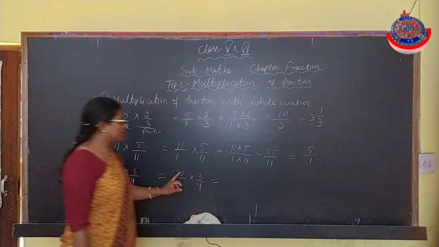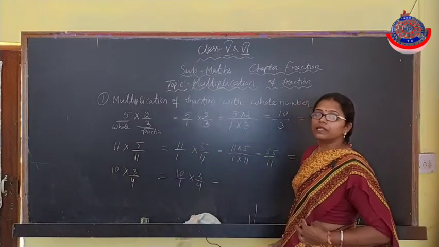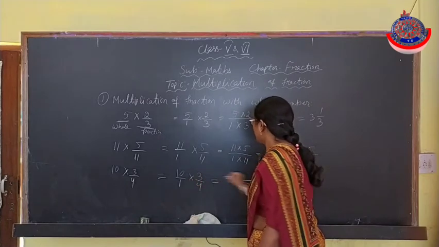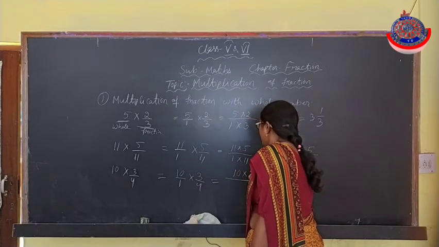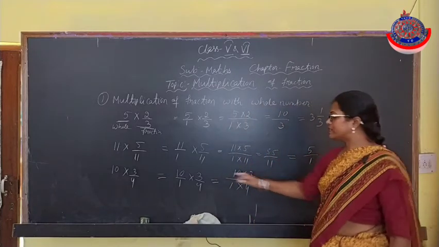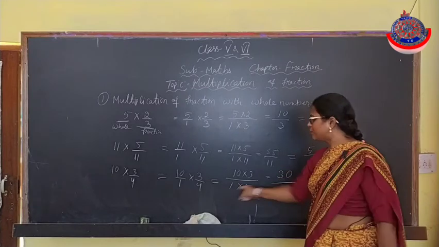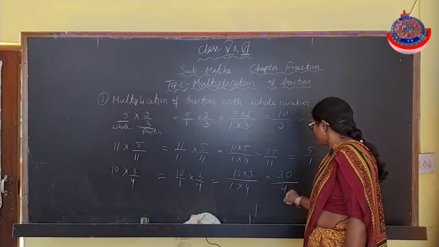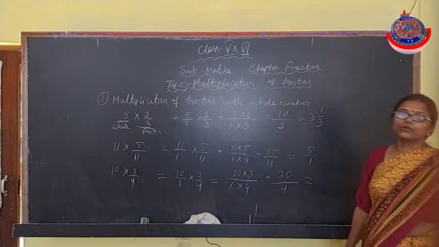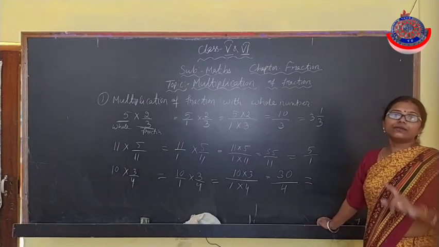Very good. Just multiply the numerators and multiply the denominators. Numerator with numerator, 10 into 3, 1 into 4. What is 10 into 3? It's 30. 1 into 4, it is 4. Clear? Now what to do? 30 by 4. Okay. Can it be reduced?